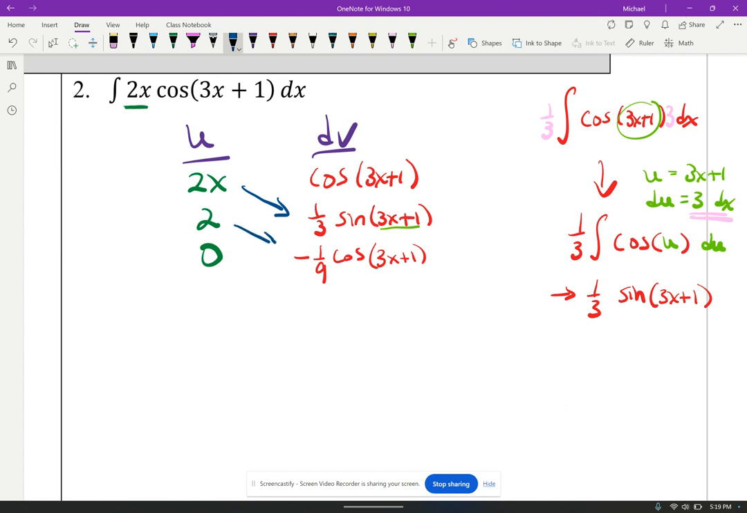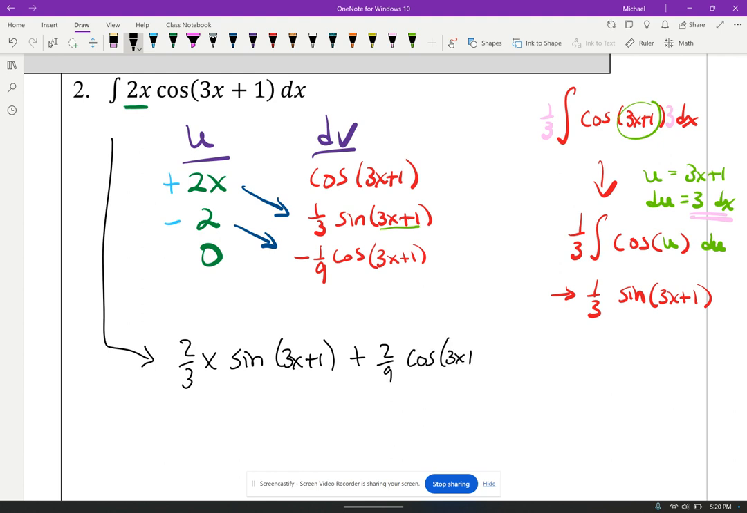All right, so I can multiply this way. Remember, we start with a positive and then it's a negative. And so then this antiderivative is going to be 2x times 1/3 sine 3x, which I'm going to write as 2/3 x sine of 3x plus 1. And then minus 2 times minus 1/9 cosine 3x plus 1. So that's going to be plus 2/9, not 1/9.